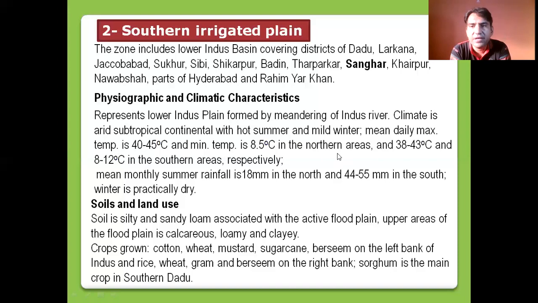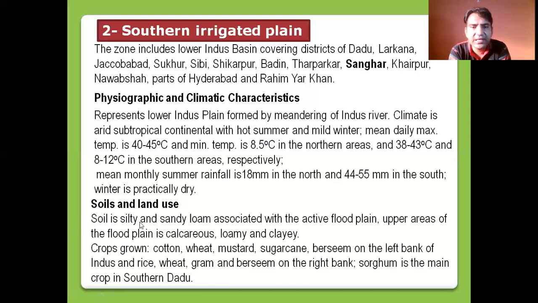In terms of climate, we have an arid subtropical continental climate with hot summers and mild winters. The summers are very hot, while the winters are very mild. So mean daily temperature is 40 to 45 in summer and 8 to 5 centigrade in winter in the northern areas of Pakistan. Mean monthly summer rainfall is 18 millimeter in the north, while 44 to 55 millimeter in the south. Winters are particularly dry, and the summers are wet.